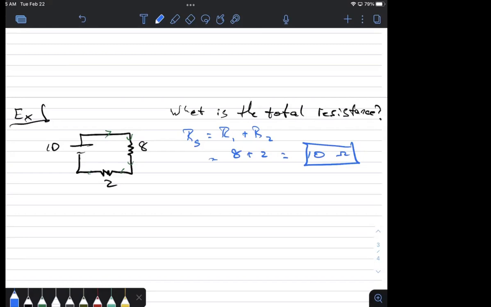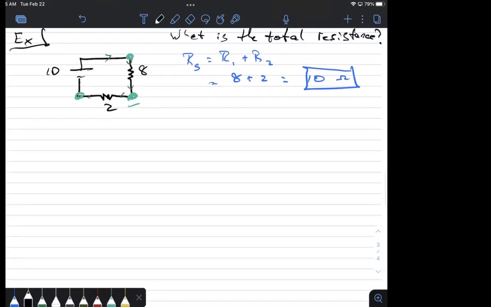Okay. The other way of figuring it out is you say, well, let's put the little nodes on. So this resistor has these two. The second resistor has these two. And these two resistors share just this node in common. They share one node in common. That means they're in series. Okay. Another example.